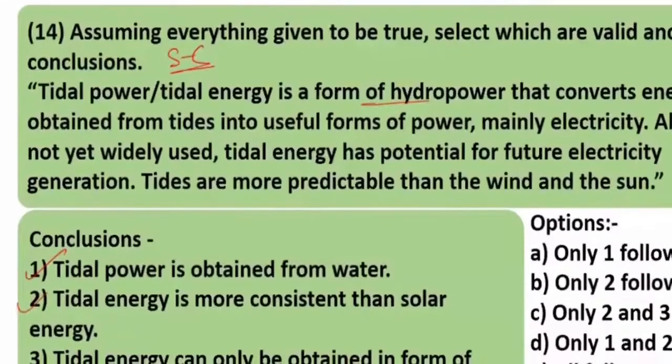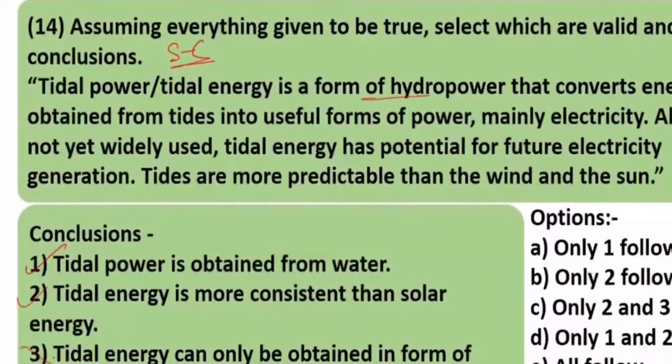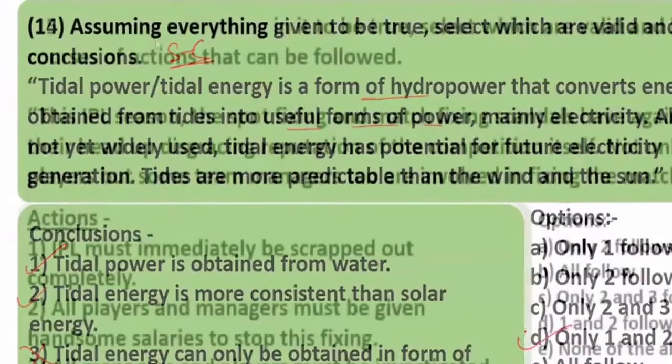Next, tidal energy can only be obtained in the form of electricity. No, it is false. Why? Because energy obtained from tides can be converted into useful forms of power, mainly electricity, not only electricity. So only 1 and 2 follow. Moving on to the next question.